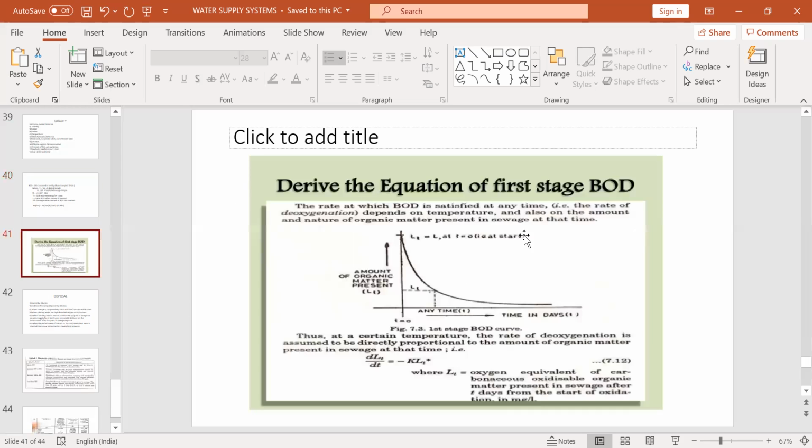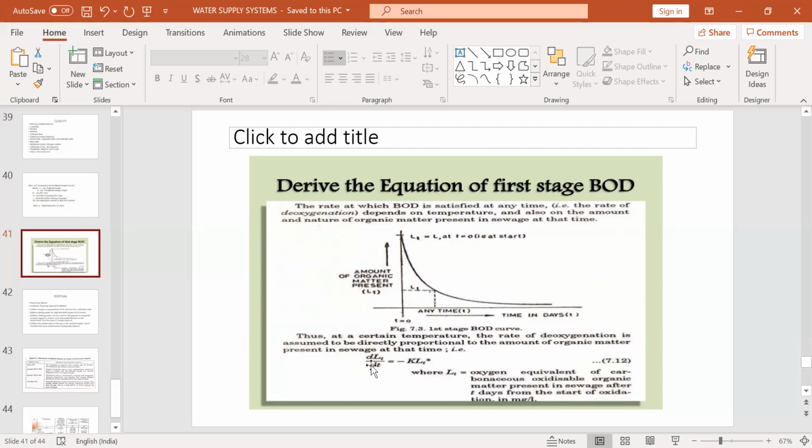So this is the first stage BOD. Derivation of the equation of first stage BOD. Here, this is LT, the BOD remaining at T days, and this is time t. This graph is an exponential decay, called an exponential decay graph, which is described by the formula that is given.